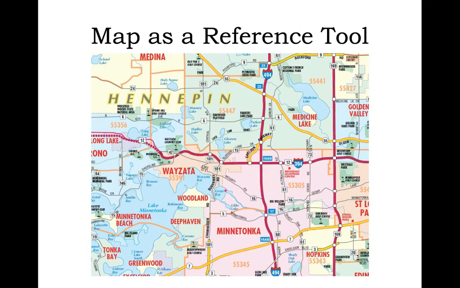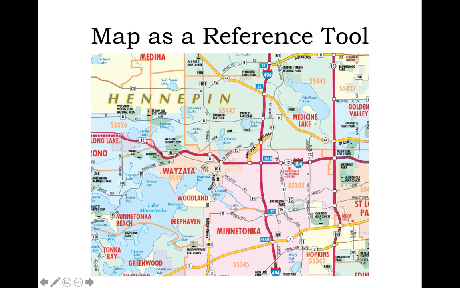A map as a reference tool helps somebody figure out where they are or where something is in relation to something else. They're using it to reference their location. For example, this is a map of western Hennepin County in Minneapolis and St. Paul. Here we have Lake Minnetonka. The reference point of Lake Minnetonka shows that Wayzata is to the north and Minnetonka is to the east. You also have a reference point of 494 running north-south and 394 running east-west.